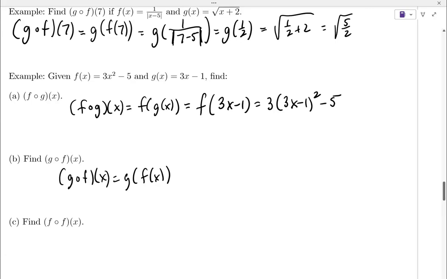What does that tell you to do? You do the f of x first, so this would be g of 3x squared minus 5, right? And what do we get here? Minus 1, yeah. And then if you want to simplify it, you can, but that is the composition, right? We took out the x in g of x and replaced it with 3x squared minus 5.